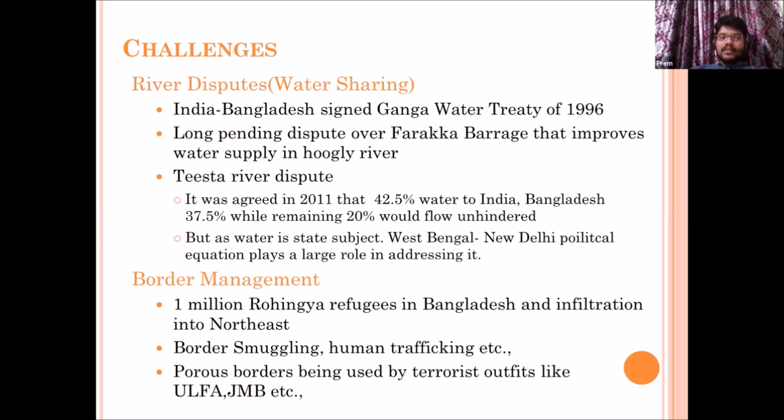So apart from river disputes, the next important issue is border management, because you all know West Bengal shares a very long border with Bangladesh. That is one of the longest borders. And second, it also involves many states along that boundary. If you see, the entire northeast has a boundary with West Bengal, apart from a few states. So because of that, border management is very important.